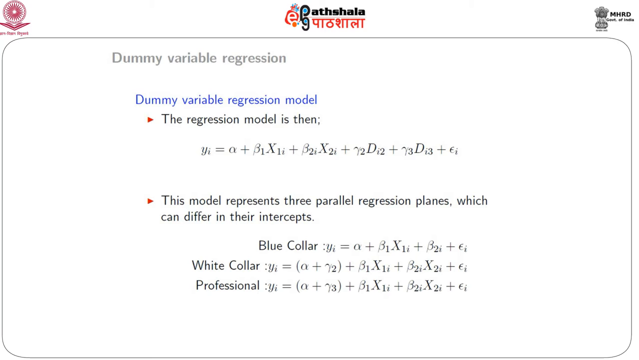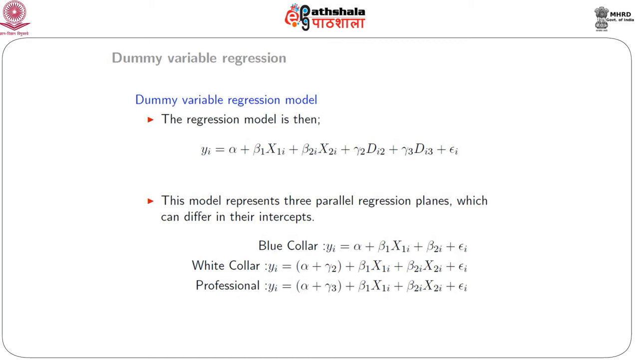So this model describes three parallel regression planes which can differ in their intercepts. As we have seen before, inclusion of dummy variables without an interaction term usually gives us parallel regression lines where the slopes are equal, but the intercept changes from one dummy variable to another. So in the case of blue collar, we have the regression equation yi equals alpha plus beta 1 xi1 plus beta 2 xi2 plus epsilon i, because both d2 and d3 have taken the values 0.